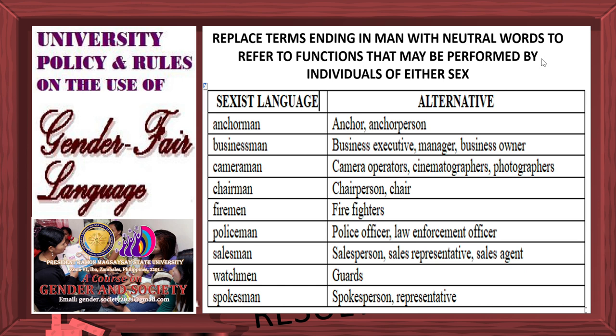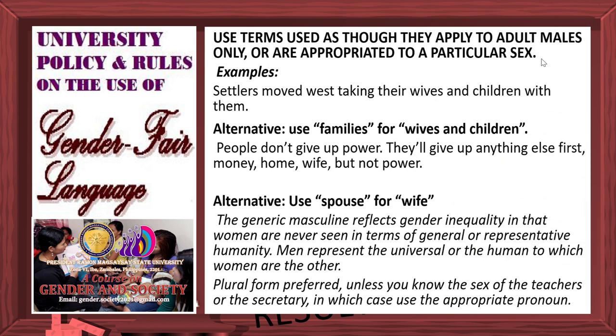For fireman, firefighter. Policeman, police officer, law enforcement officer. Salesman, salesperson, sales representative, sales agent. Watchman, guards. Spokesman, spokesperson, or representatives. So it is easy to avoid sexist language. Just think of some neutral alternative terms.